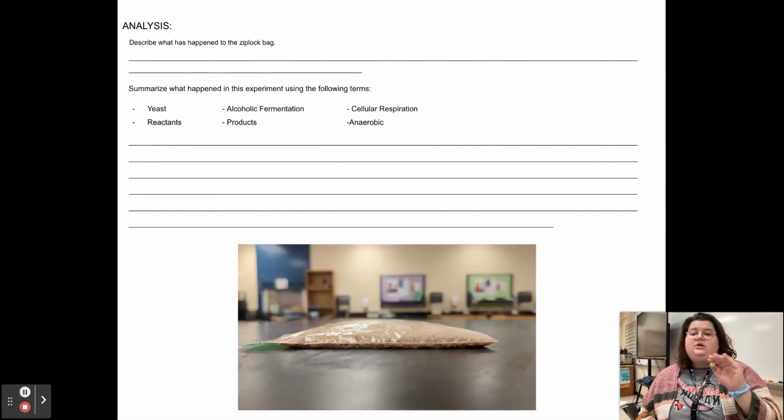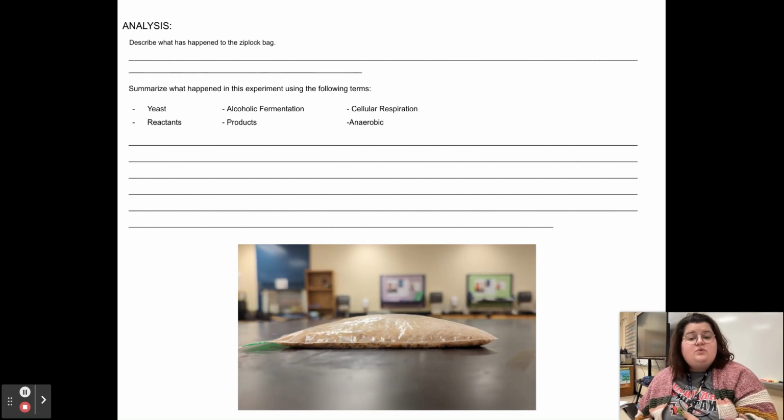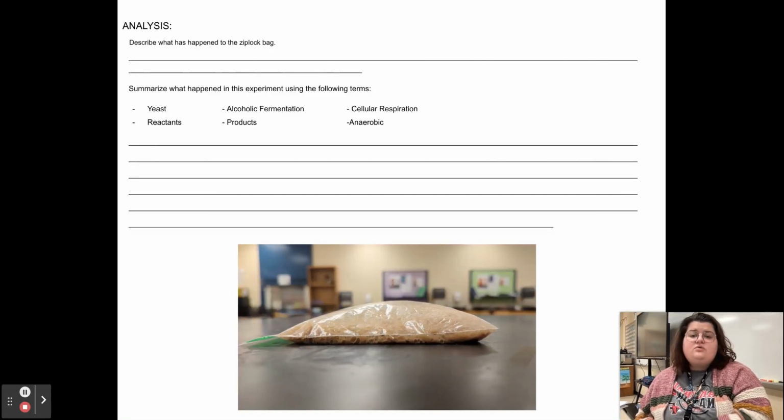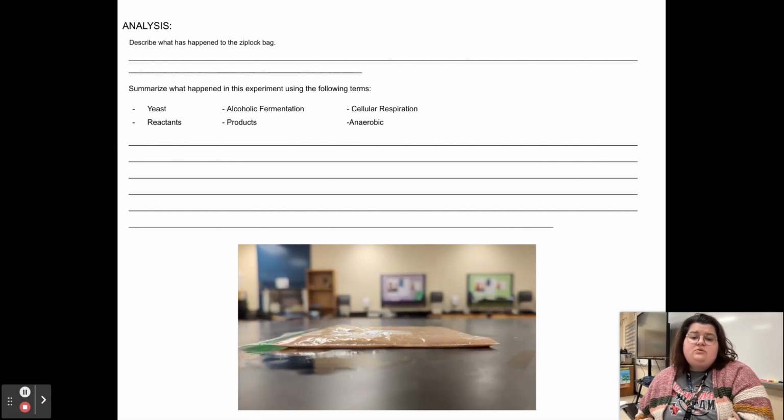And this last question is worth 6 points, 1 for each word. So make sure you use all 6 words. Describe what is happening in the bag, right? So we remember in the bag we have yeast, we have sugar or glucose, and we have water. So what is the yeast doing with the sugar?